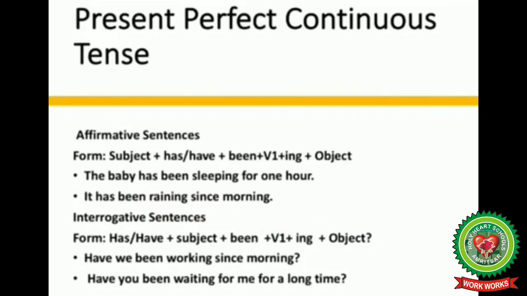So coming to interrogative sentences, we have to start with the helping verb. So has or have plus subject plus been plus first form of the verb plus ing plus object, followed by a question mark. For example, have we been working since morning? Have you been waiting for me for a long time?